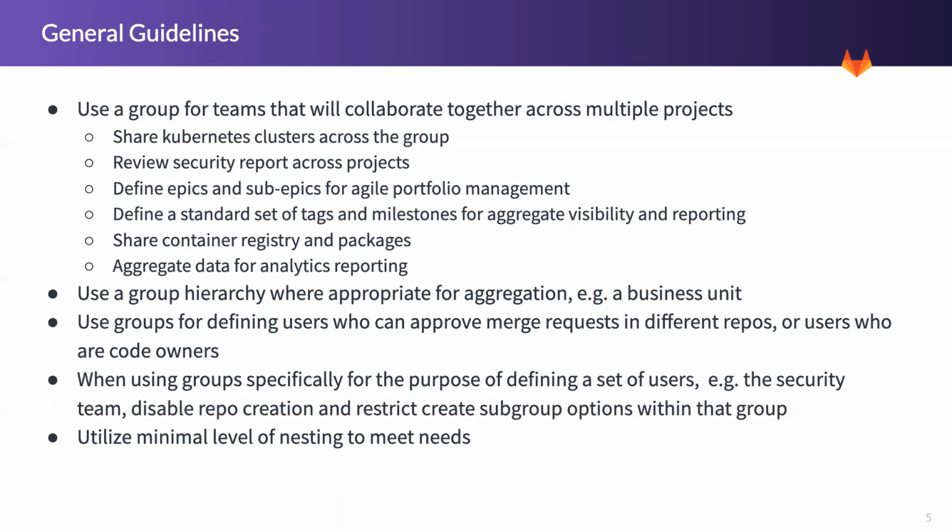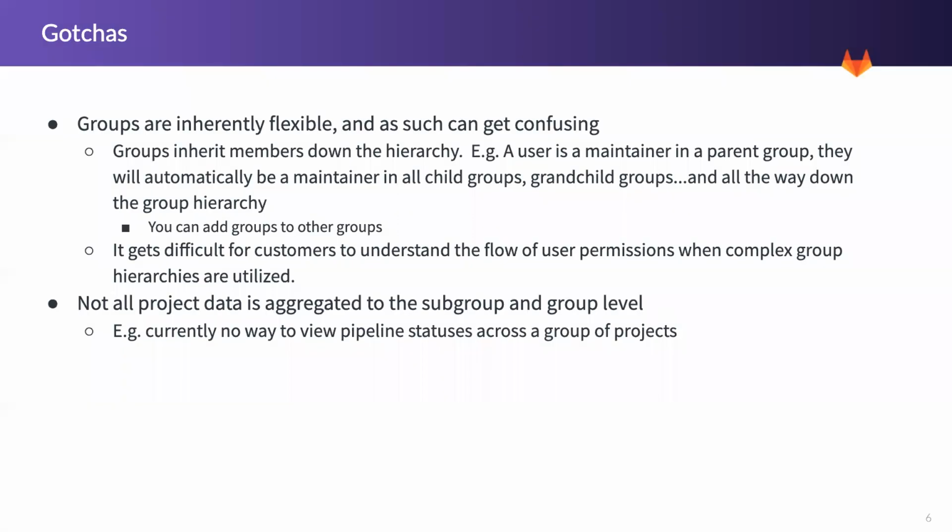Keep things really clean. And please use the minimum number of levels of nesting that you absolutely need to. The more levels, the more difficult it is to keep track of what permissions everyone has. Now, groups are inherently flexible, and that provides some gotchas. As an example, group membership is inherited downward, so whatever permission a member has at the top level, they're going to have all the way down through the group hierarchy. That trips a lot of customers up in the beginning.